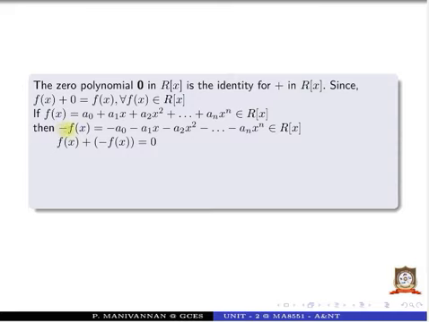Minus f of x equals minus a naught minus a1x minus a2x squared minus and so on, minus an x power n, which belongs to R of x. We are adding these two values, f of x plus minus f of x. We get 0, which is the zero polynomial. So adding these two elements, we get the additive identity, that is the zero polynomial. So we call minus f of x the additive inverse of f of x.